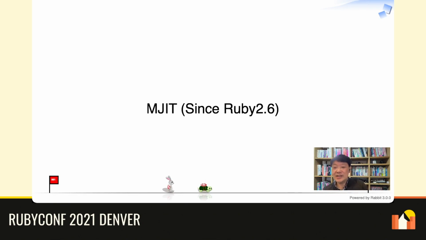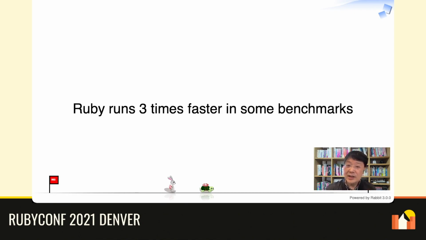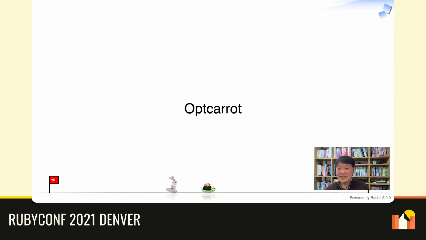Since Ruby 2.6, we have provided the JIT compiler named MJIT, so that from those improvements, Ruby runs 3 times faster. Ruby 3.0 runs 3 times faster than Ruby 2.0 in some benchmarks, not all though. Especially after Optcarrot, which is the Nintendo emulator, it is 3.1 times faster in the Optcarrot benchmark or something. That's not bad.